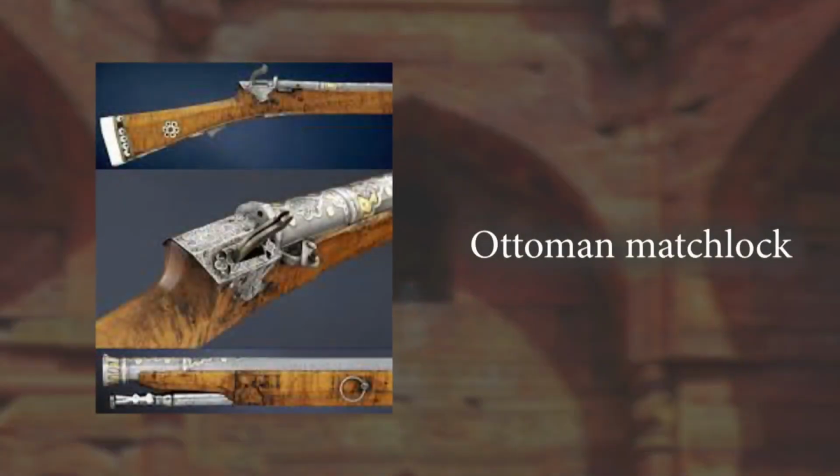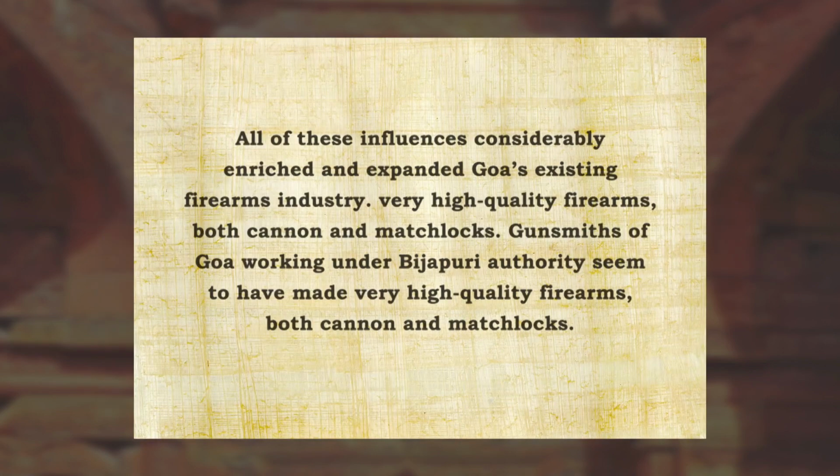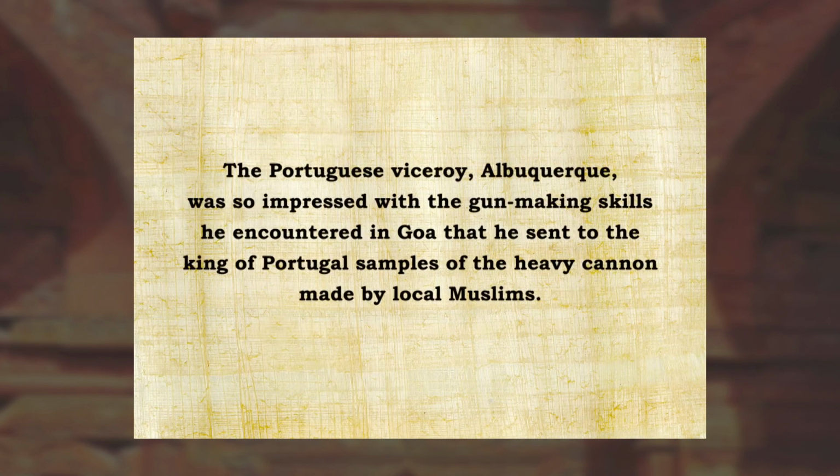Following the two naval engagements of 1508 and 1509, guns captured from the Portuguese found their way to Goa, followed by Mamluk or Ottoman gunners and gunsmiths. All of these influences considerably enriched and expanded Goa's existing firearms industry. Very high quality firearms, both cannons and matchlocks, were now part of the Goan arsenal. Gunsmiths of Goa, working under Bijapuri authority, seem to have made very high quality firearms.